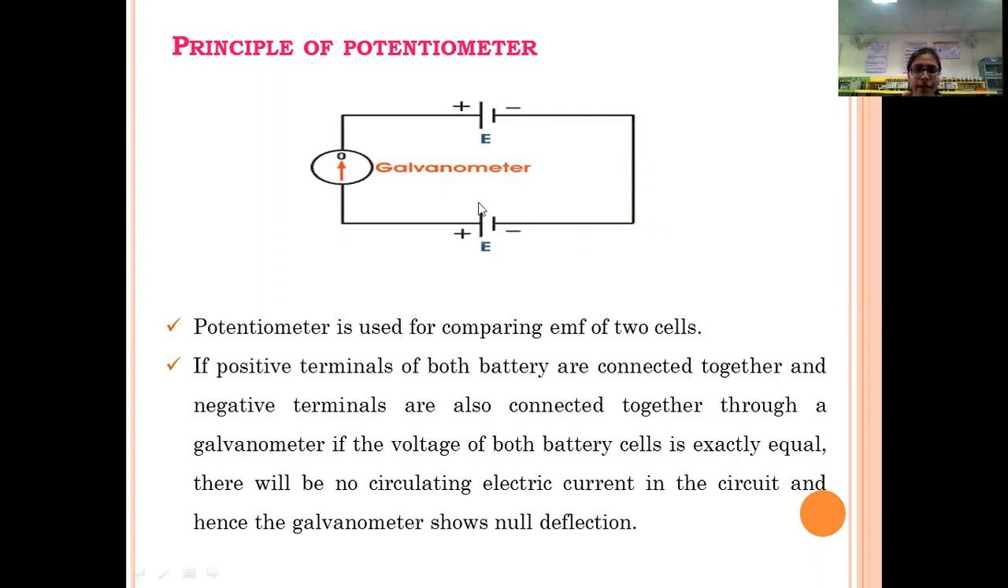So we'll connect the cells in such a manner that both cells of the same polarity will connect together. So there will be no circulating current in the circuit. When there is no circulating current in the circuit, the galvanometer shows the null deflection. That means the potentiometer is in balance condition.